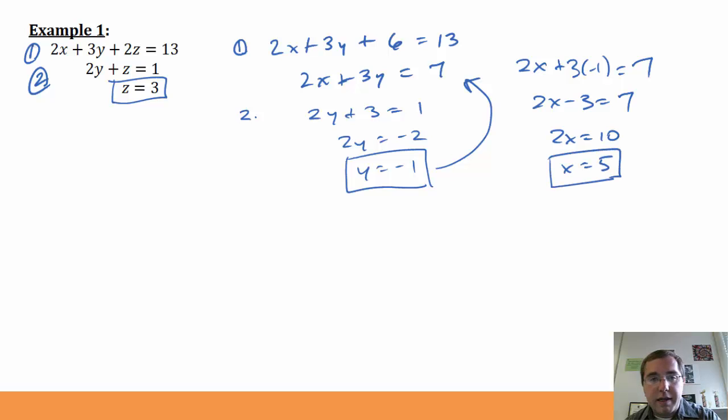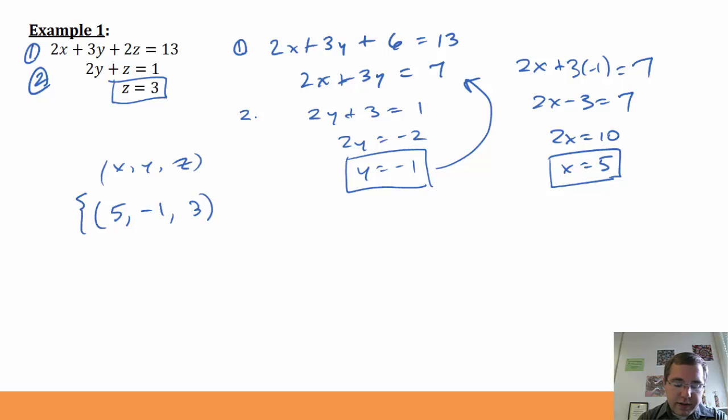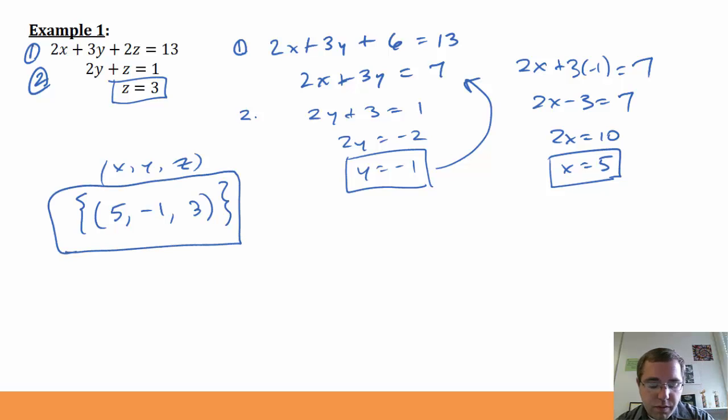Now how do I state my answer? I state my answer as a point, an ordered triple, 5, negative 1, 3, x, y, z. Now, so my solution set is that point right there. So that's the way I'm going to state my answer. That was a fairly simple system of 3 equations, 3 variables.